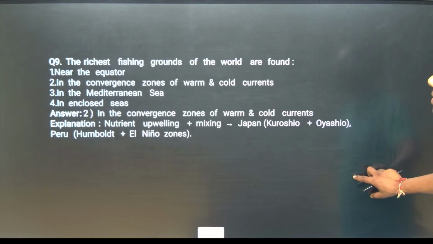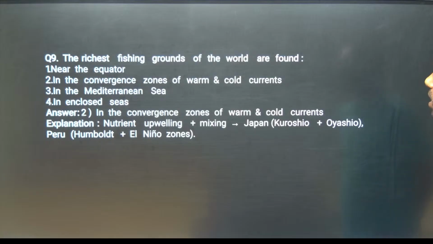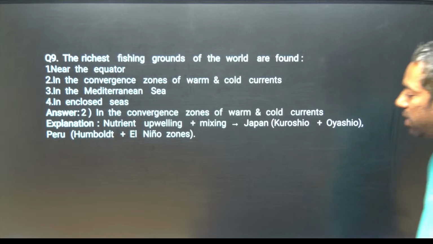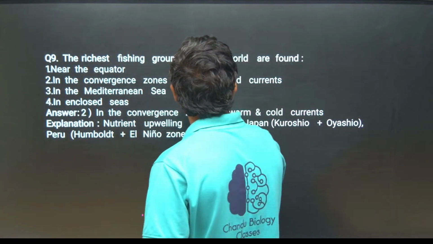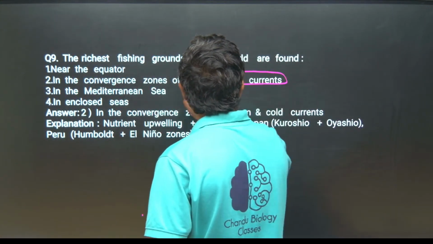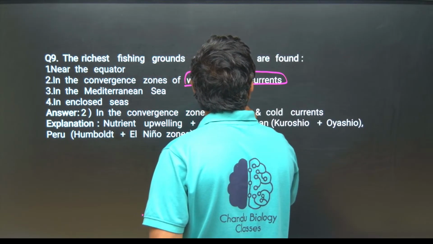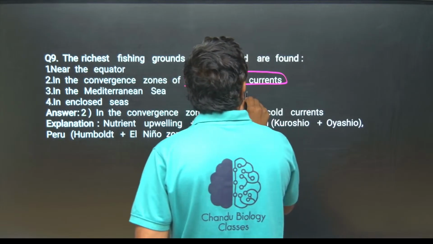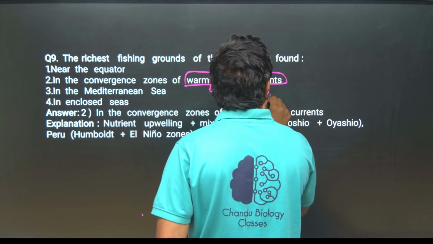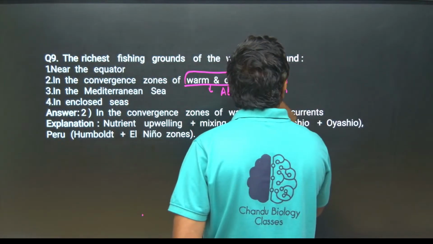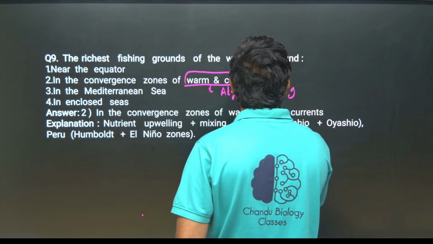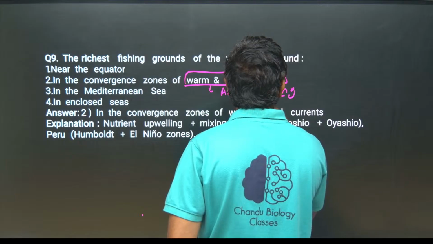The richest fishing grounds of the world are found in, this is important, guys, not near the equator, but in the convergence zone of warm and cold currents. It is actually created where algae grow. This climate allows algae to grow. If algae grow, more fish are found.